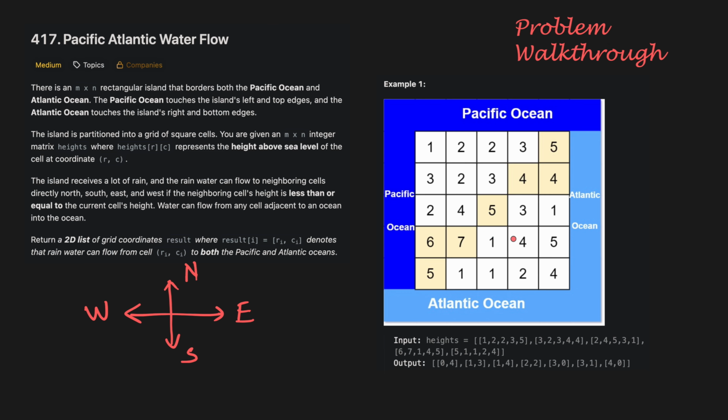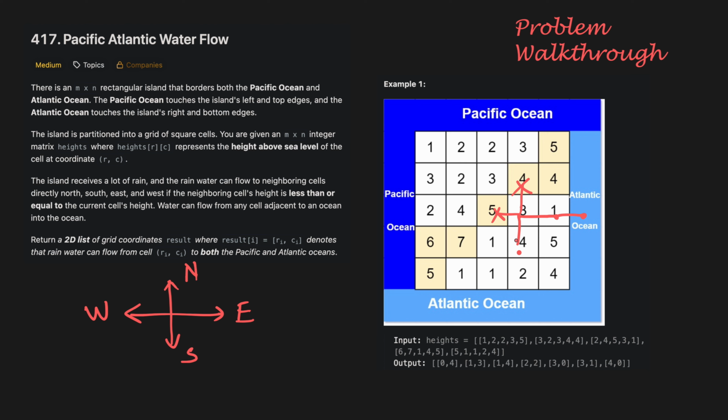However, consider this cell. If water flows north, it comes to this cell of height 3. From here, it can only flow east to the Atlantic Ocean. It can't flow west or north, as the heights of the neighbors, 5 and 4 respectively, are greater than this cell's height. So it can reach the Atlantic Ocean, but can it reach the Pacific?